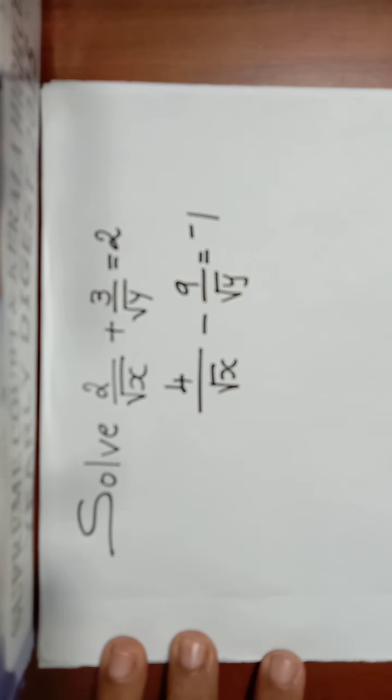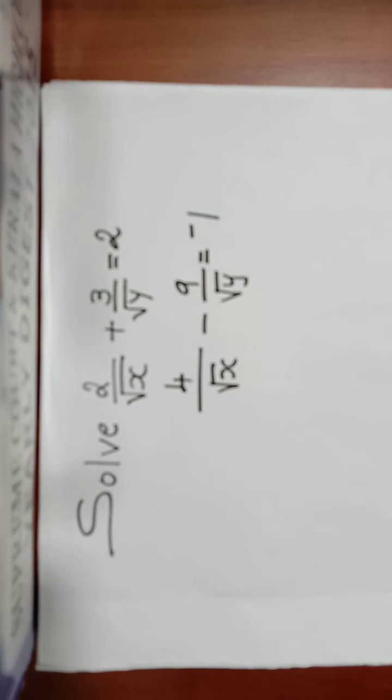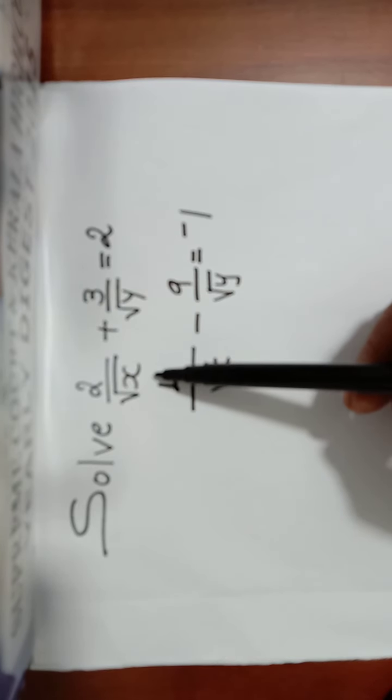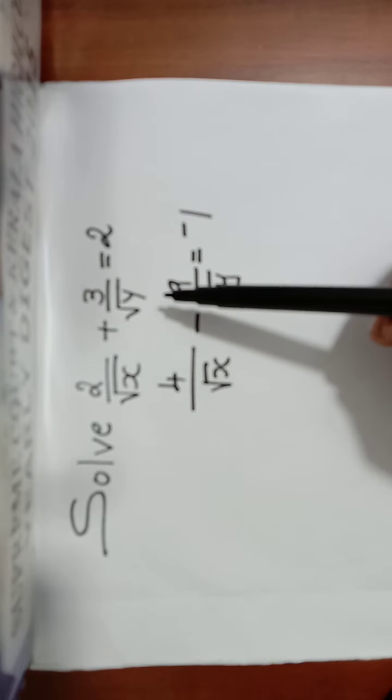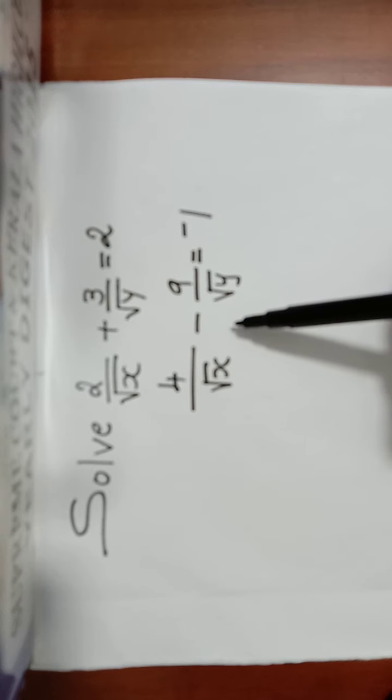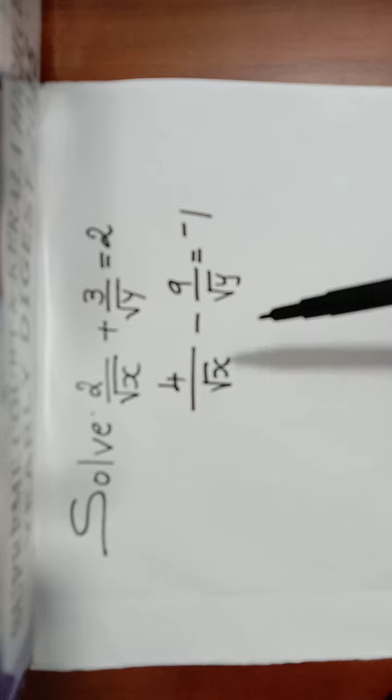We have 2 by root x plus 3 by root y is equal to 2, and 4 by root x minus 9 by root y is equal to negative 1. It is not in linear equation form. We have to reduce it into linear equation form. So, this is actually 2 into 1 by root x plus 3 into 1 by root y is equal to 2, and 4 into 1 by root x minus 9 into 1 by root y is equal to negative 1.